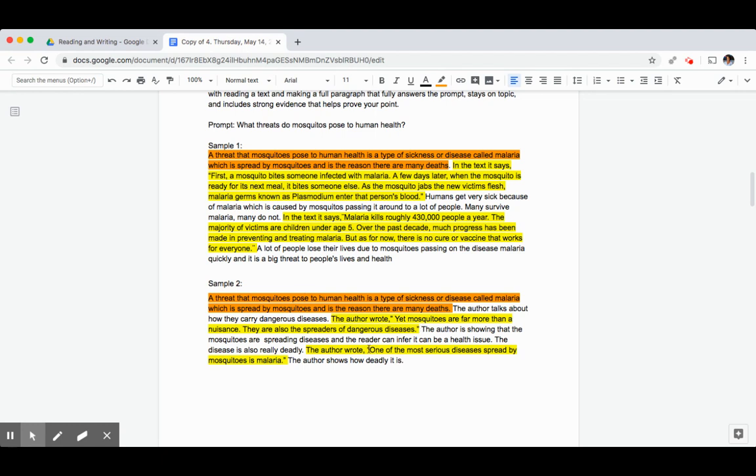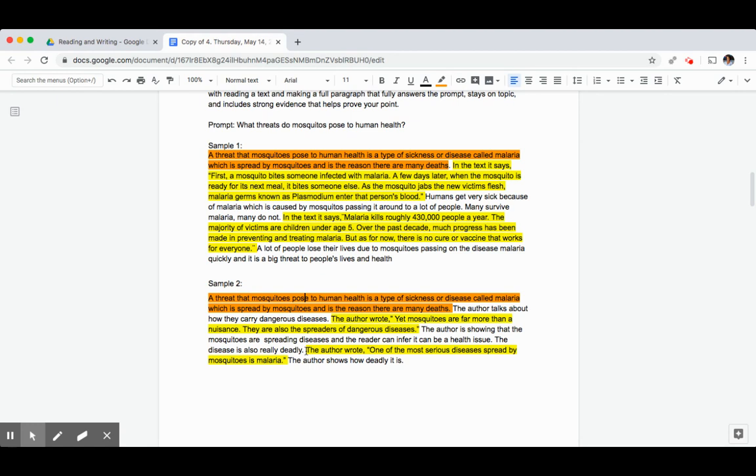Then they go on to say that one of the most serious diseases spread by mosquitoes is malaria. Again, okay, that's a very matter-of-fact piece of evidence to provide, but you don't go into any detail about why it's so serious. You don't provide any evidence about how it affects humans, that it makes them sick, that it can potentially kill them. There's no specific evidence provided in Sample 2. They just pick the most general pieces of evidence they could find and put them in the paragraph, but they don't actually help to prove your point.